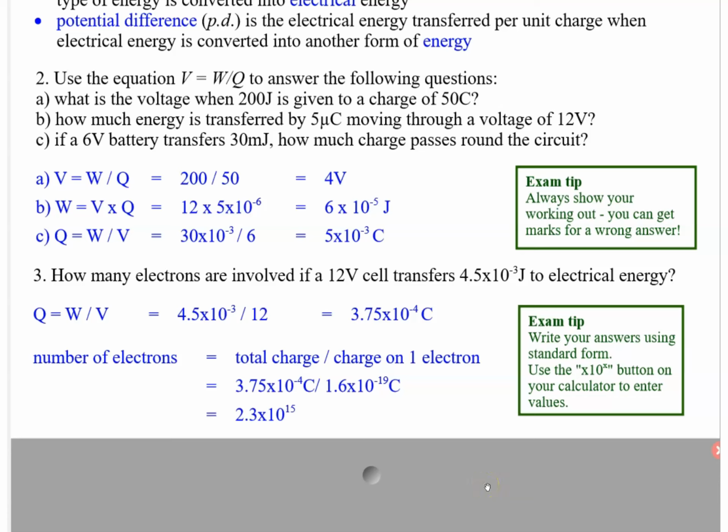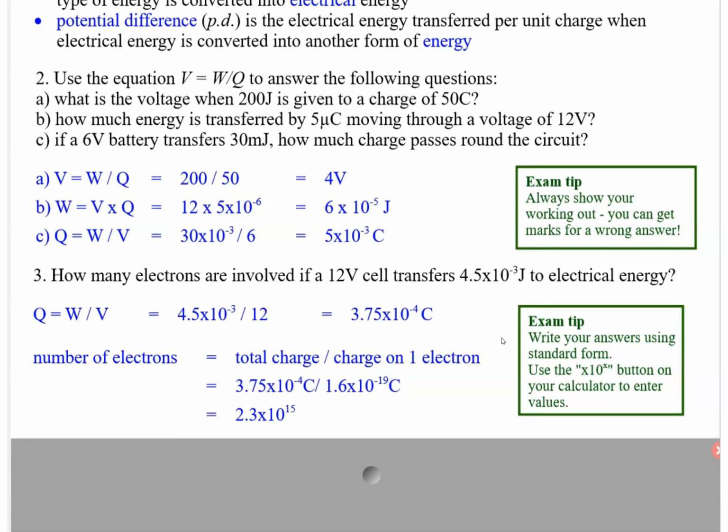Okay, question 3. So we've got energy, 4.5 times 10 to the minus 3, and we've got voltage, and it doesn't say find the charge, so this is a little bit more difficult. But we know that electrons and charge are related, so I can find Q. So divide this value by 12, we get 3.75 times 10 to the minus 4 coulombs.